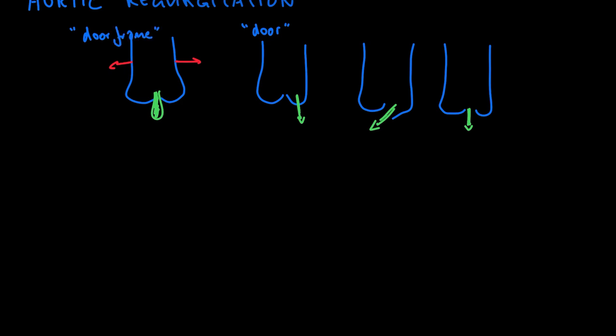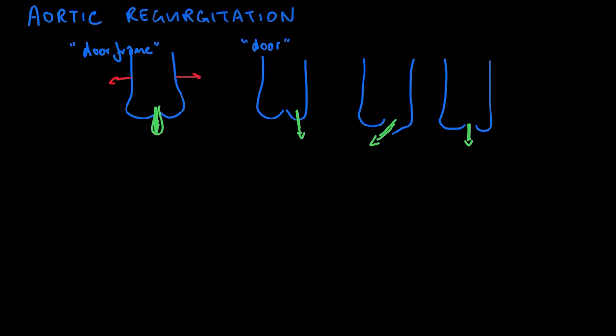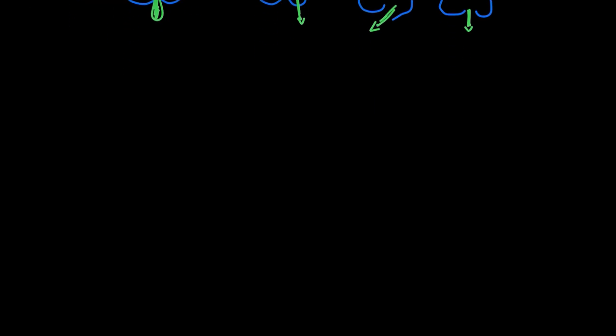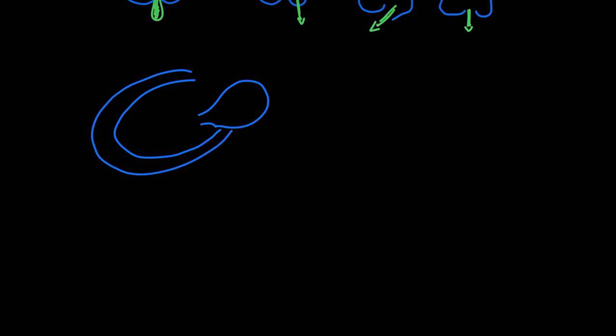All right, so we can get a better look at this in our parasternal long view. So we've got our left atrium that empties into our left ventricle. We've got the aortic valve right here that's supposed to be closed, but it's leaking. And our RV up here.